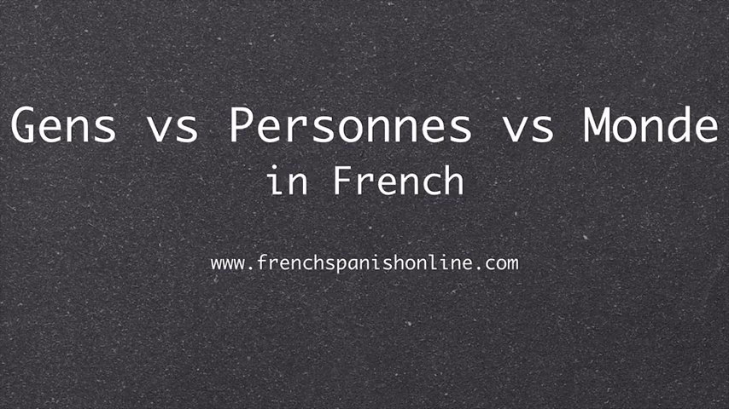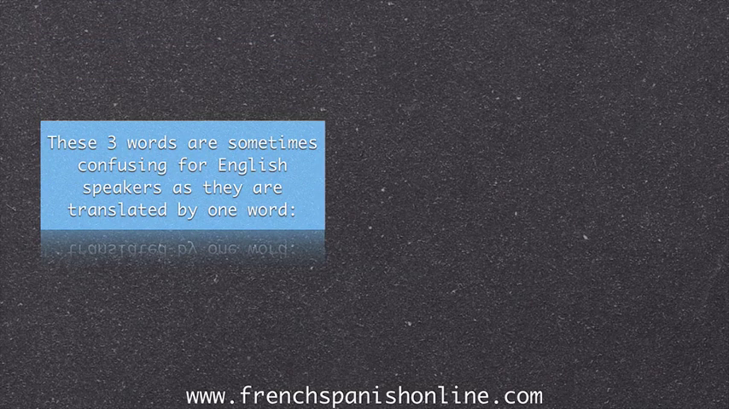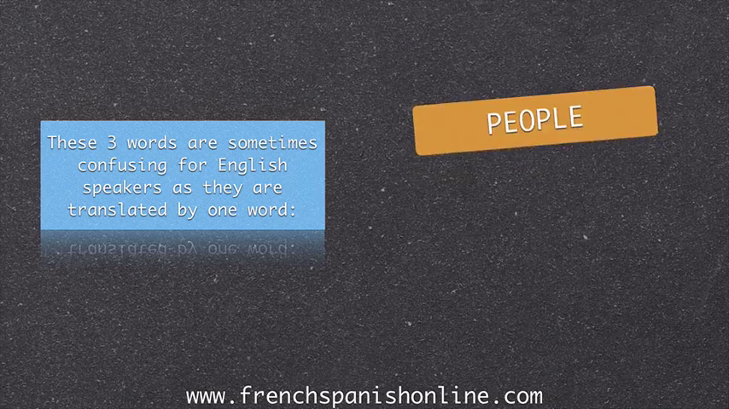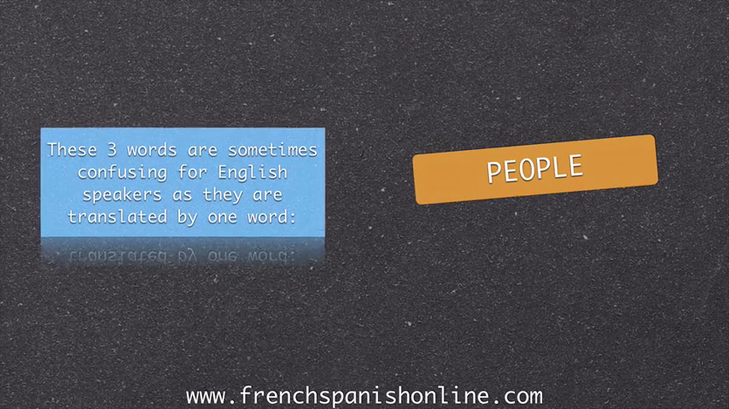Gens, personne, monde. Three words we are going to see in this lesson with FrenchSpanishOnline.com. These words are interesting because they are sometimes confusing for English speakers, as they are translated by just one word, the word people. So let's see the difference and the similarity between the three words, and let's start with the word gens.